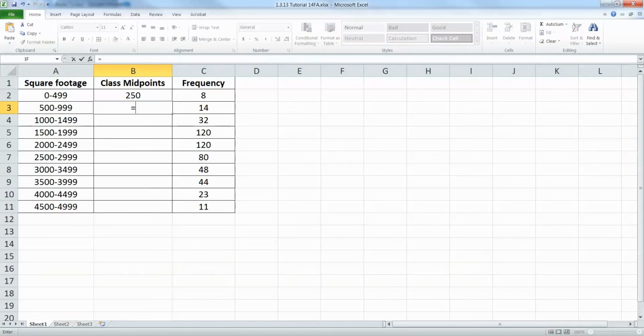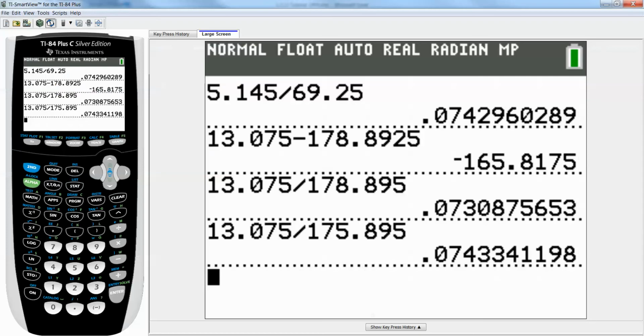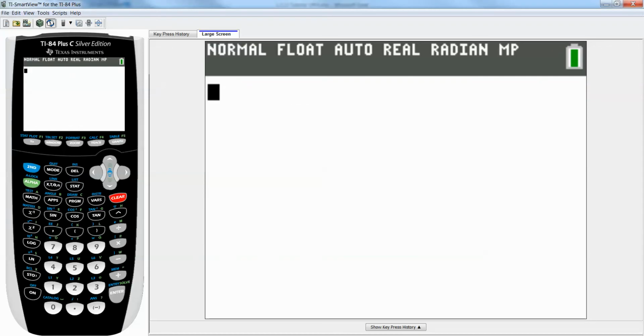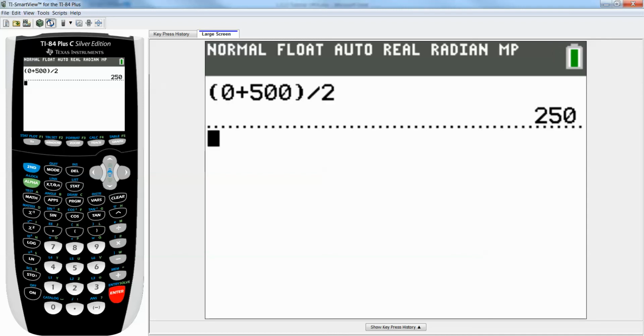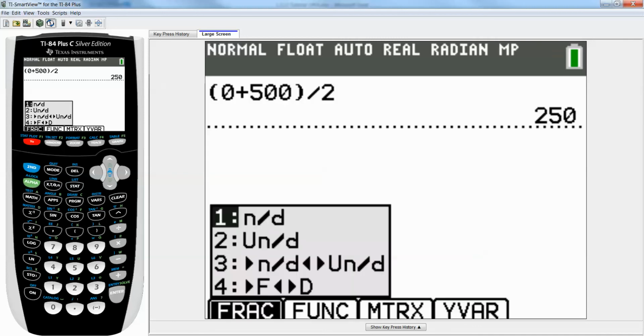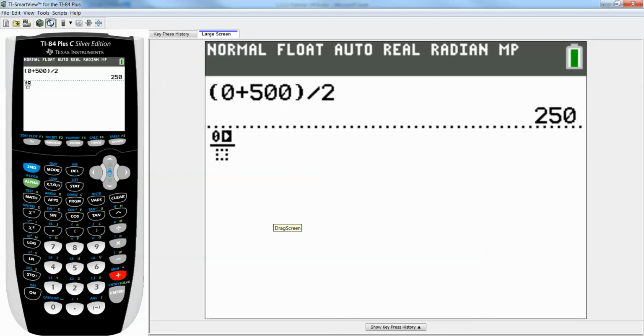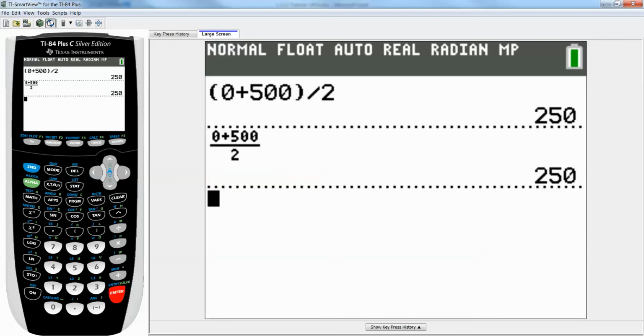The next one would be 500 plus 1,000, close parentheses, divided by 2. It would be 750. And of course, there's nothing stopping us from using the calculator to do this. So I could use parentheses, 0 plus 500, close parentheses, divided by 2. Enter. Same thing. Or you could do alpha F1. See the F1 in green? I pick number 1, which is numerator over denominator, N over D. And then I say 0 plus 500 divide by 2. 250.